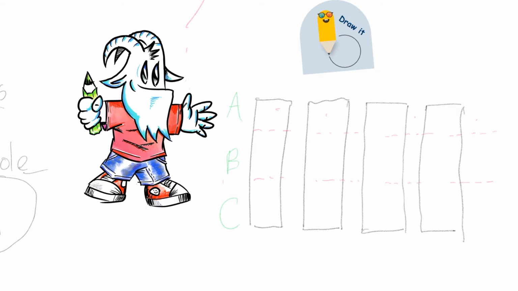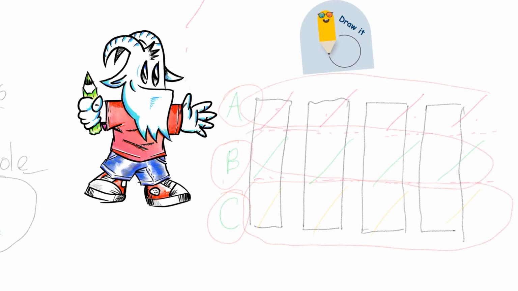Now, take a second and have a think. How many parts does each child get? How many parts does Adam get? How many parts does Betty get? How many parts does Charlie get? Have a think, pause the video, and talk to your adult friend or pet. Don't worry, I'll be waiting right here.